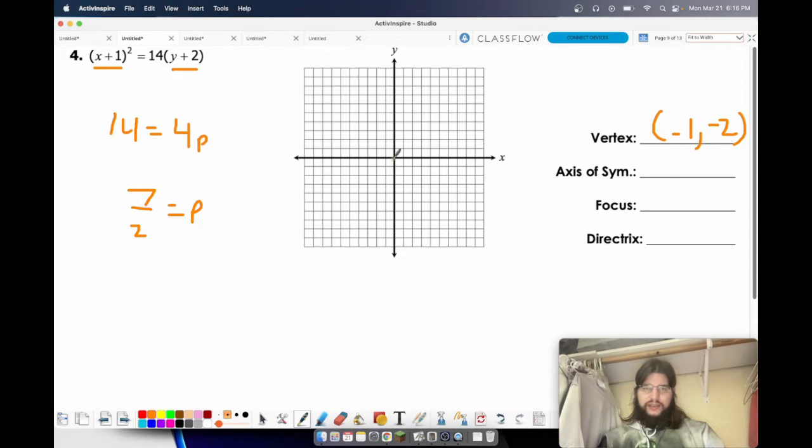Plot my vertex, -1, -2. Now, let's see, we said it was vertical. It's opening up. Something like this. So I'm going to go 3.5 units up. I'm going to go 3.5 units down. Below it's going to be my directrix because p is positive.